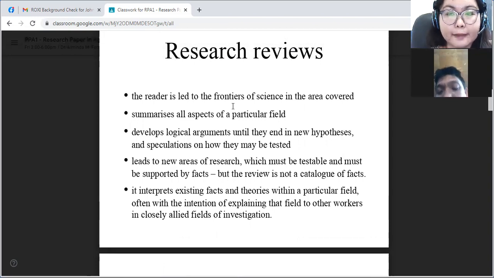Ako, ma'am, interesado ako, ma'am, makabalo about sa farming, sa new technology sa farming, ma'am. Para sa pagbuhat sa chocolate.